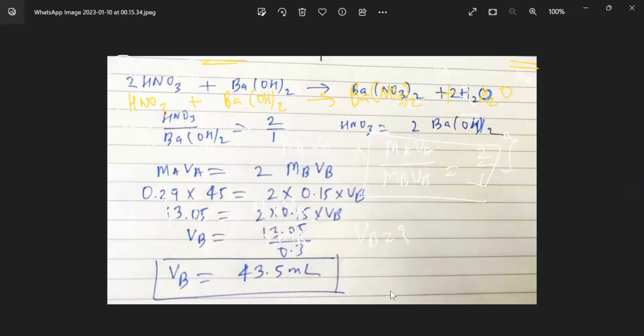This is the slide wherein you can find out the answer. I have already explained how we have to balance this entire equation. See, we had balanced this entire equation in this.